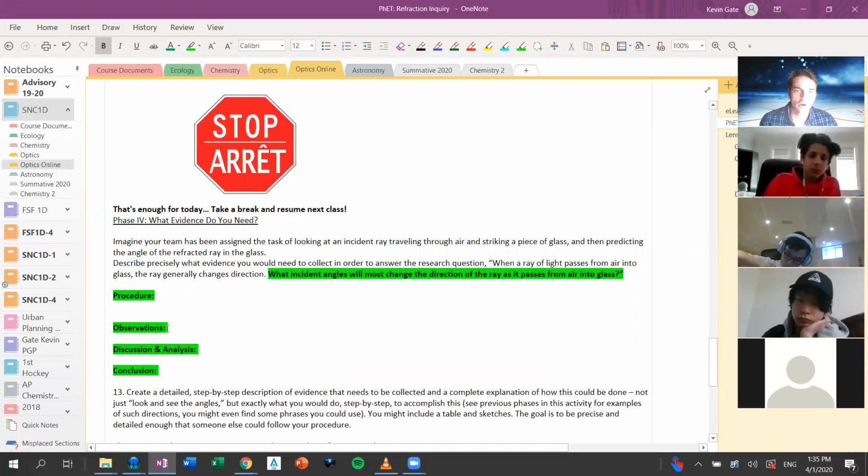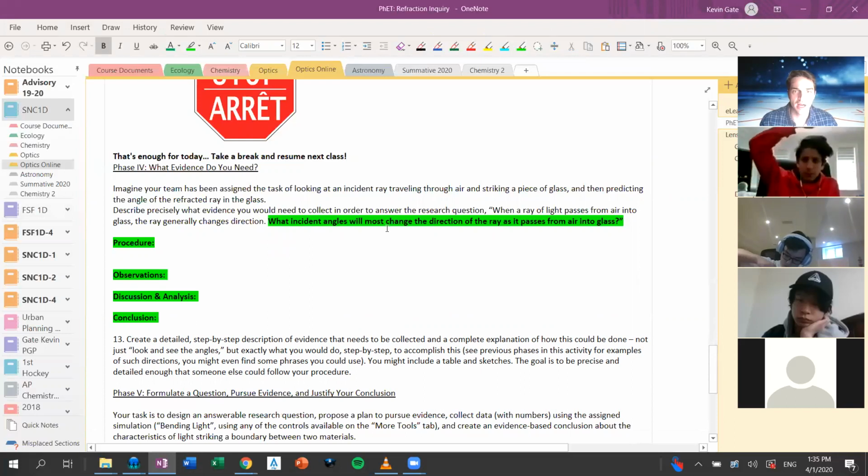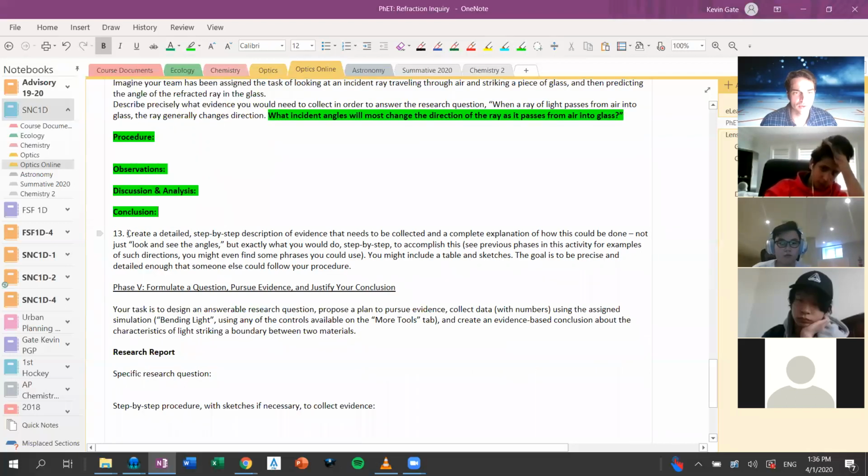So you're conducting your own little mini lab experiment, and the question is specifically given to you in phase 4. What incident angles will most change the direction of the ray as it passes from air into glass? That's phase 4. It asks you to create a detailed step-by-step description. That's your procedure. An explanation of how this can be done. That is your procedure. Okay? Not just look and see the angles, but what exactly did you do, step by step, in order to accomplish this?